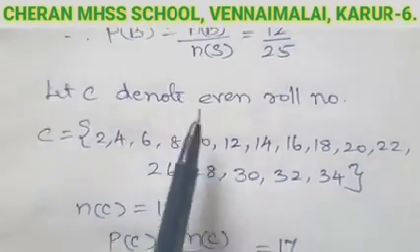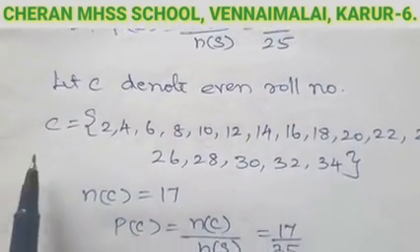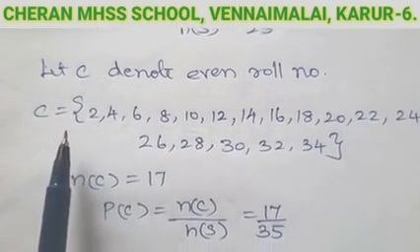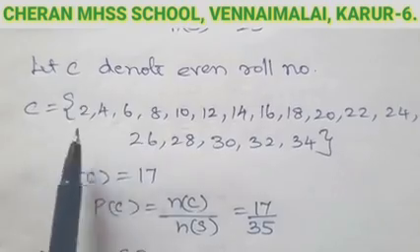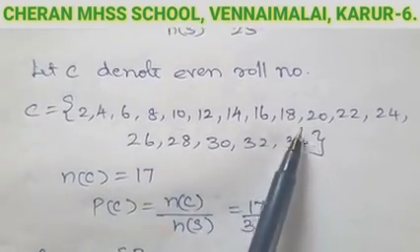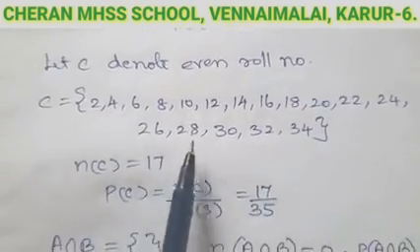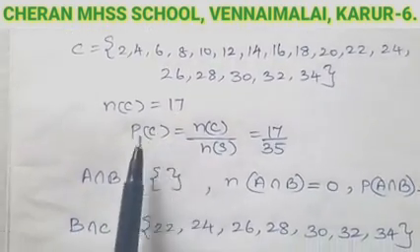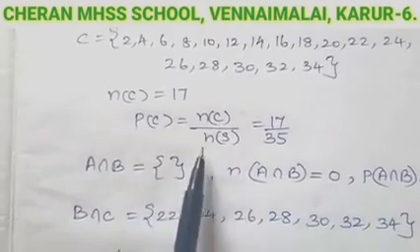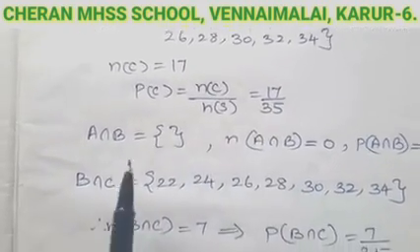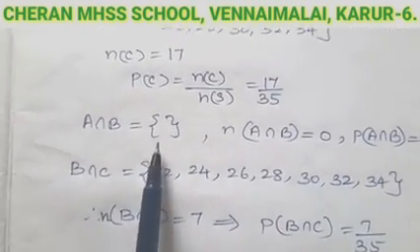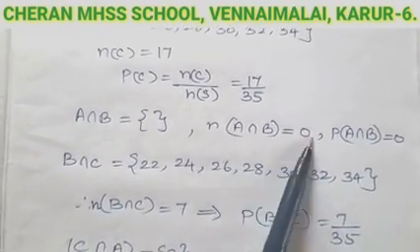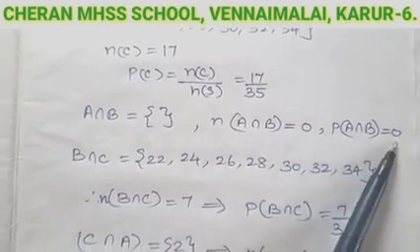Let C denote even roll number, that is C is equal to even roll numbers up to 35, that are even numbers: 2, 4, 6, 8, 10, 12, 14, 16, 18, 20, 22, 24, 26, 28, 30, 32, 34. N of C is equal to 17. P of C is equal to n of C by n of S, 17 by 35. A intersection B is empty set. There is nothing common. That is n of A intersection B is 0. P of A intersection B is also 0.